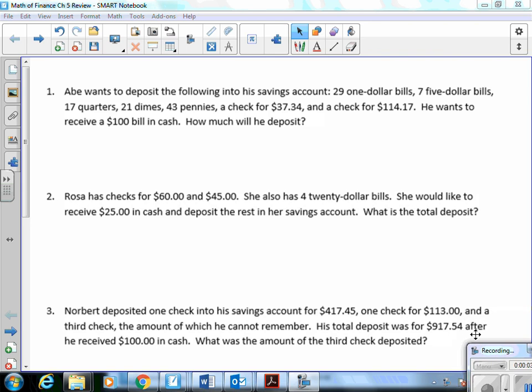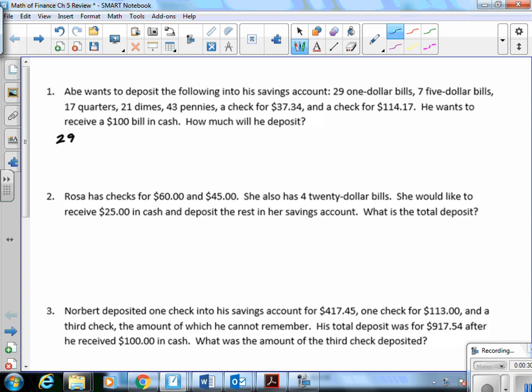All right. So number one, Abe wants to deposit the following into his savings account: 29 $1 bills, 7 $5 bills, 17 quarters, 21 dimes, 43 pennies, a check for 37.34, a check for 114.17, and wants to receive a $100 bill in cash. How much will he deposit?